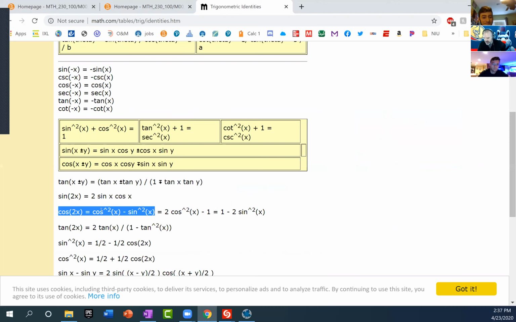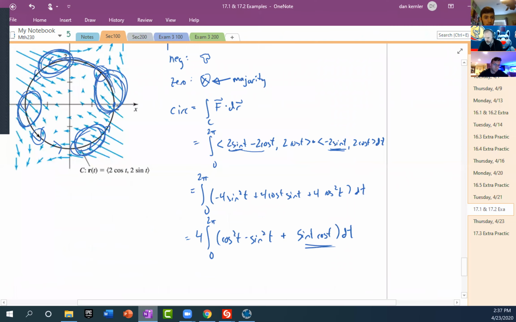So cosine of 2x is cosine squared minus sine squared. Now in your defense, I did teach trig 10 years ago, so that's why I remember some of these. So cosine 2t plus sine t cosine t, and now they're each just u substitutions.